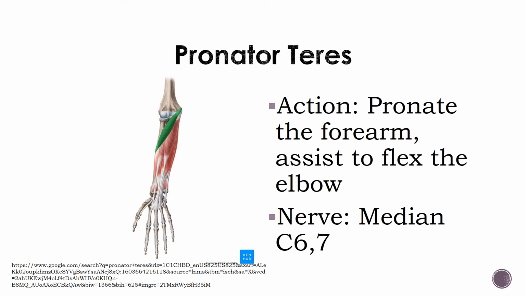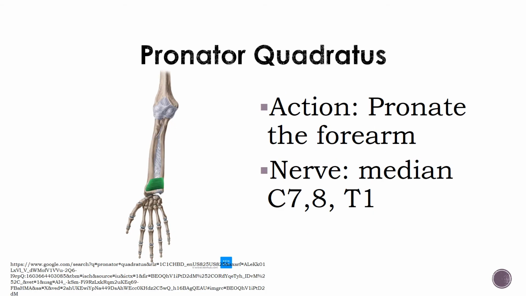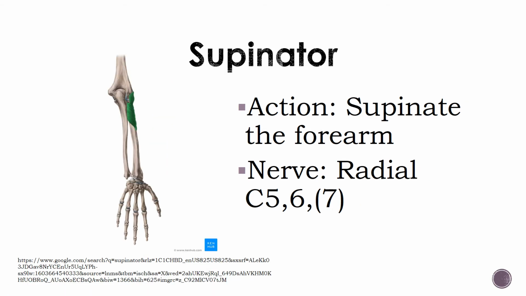Pronator teres action is to pronate the forearm and assist to flex the elbow. The nerve is median C6 and 7. The pronator quadratus pronates the forearm, and the nerve is median C7, 8, and T1. The supinator supinates the forearm, imagine that, and the nerve is radial C5, 6, and 7.